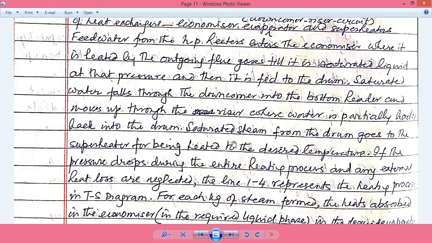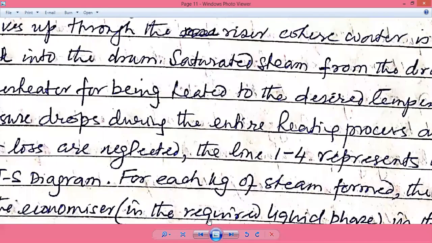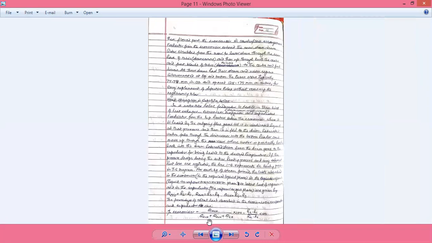If the pressure drops during the entire heating process and any external heat loss are neglected, the line 1-4 represents the heating process in the TS diagram. So what is this here? That is, 1 to 4 represents the heating process in the TS diagram.